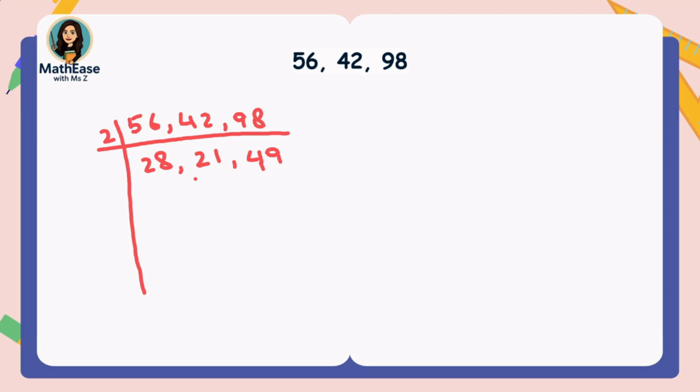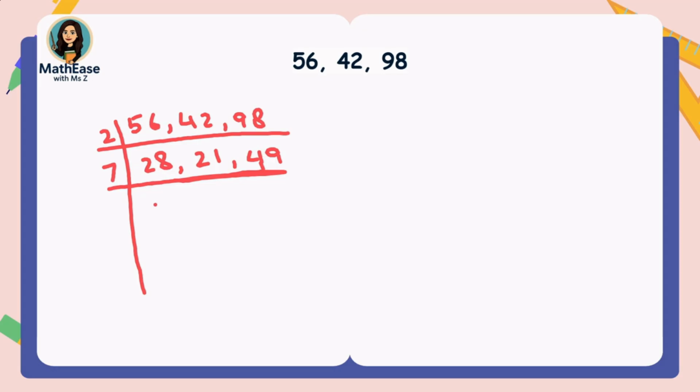If you use the divisibility rules or try dividing them, you'll find out that both 28 and 49 are not divisible by 3. So we skip 3. Remember, all 3 numbers need to be divided by the same prime number. Similarly, we can't divide any of these 3 by the number 5. So how about 7? Yeah, 7 works.